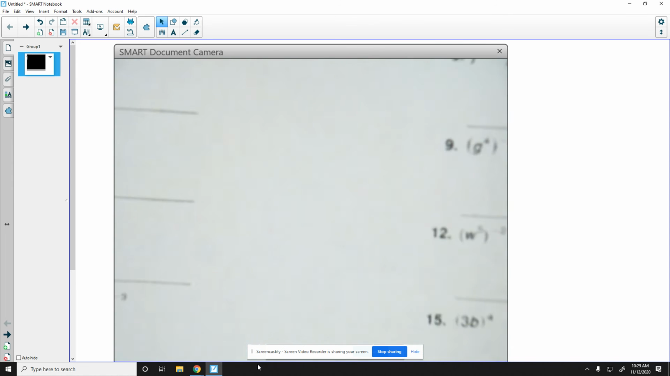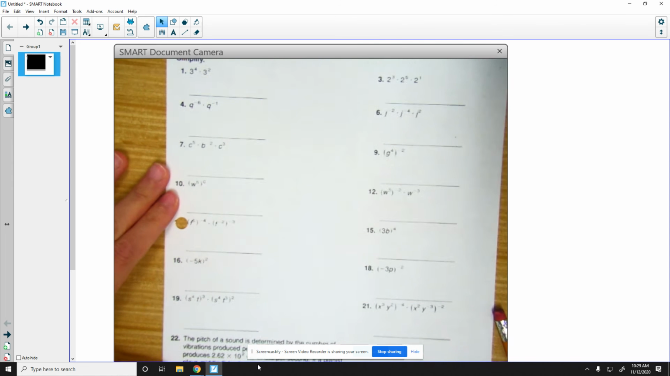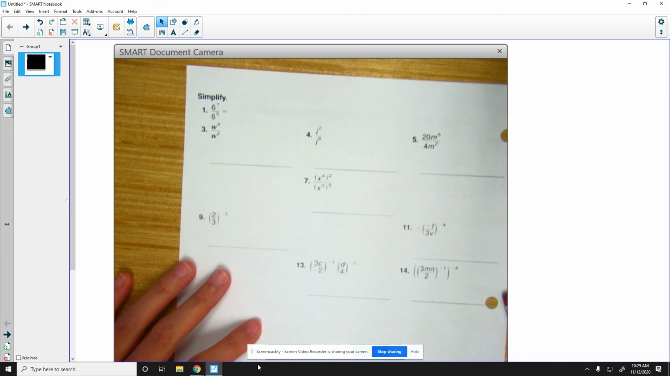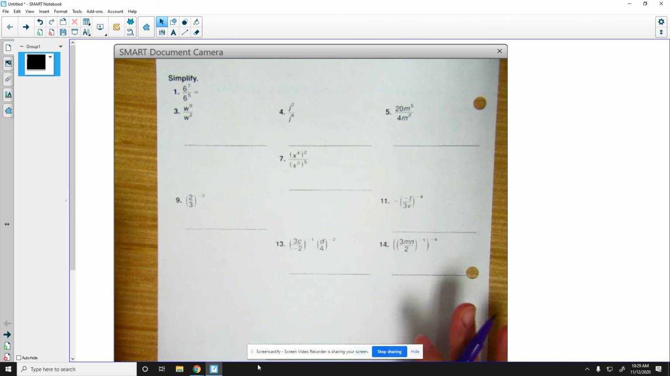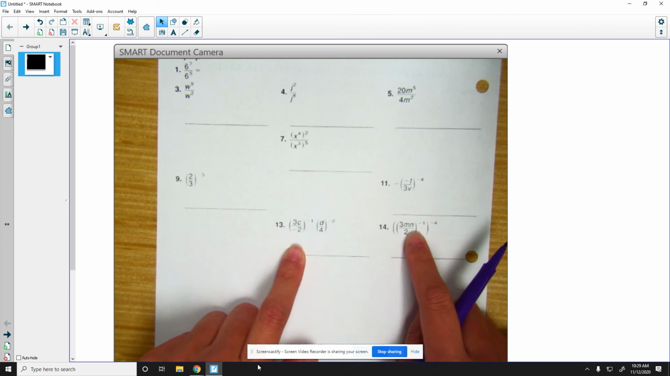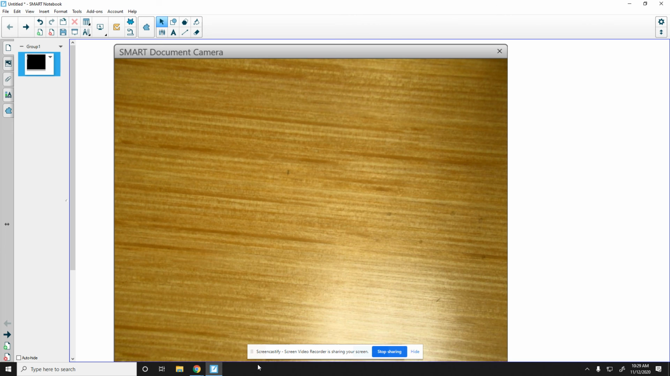So guys, your homework, the front side is pretty basic. It doesn't get too hard. The back side is where it gets a little bit more challenging, especially like 13, 14, 11. So try it. But again, if you get it wrong, we'll go over it tomorrow. Okay, so online kids, go ahead.